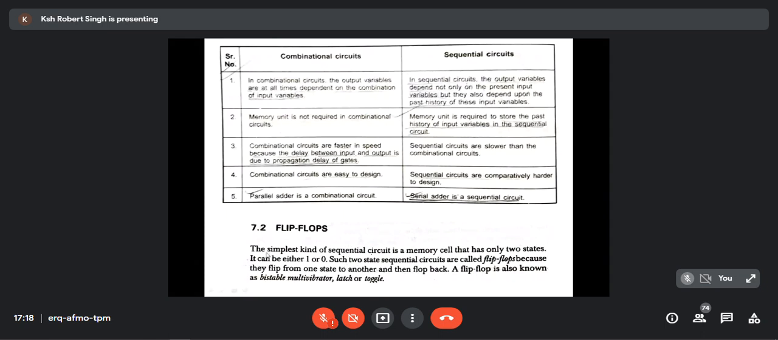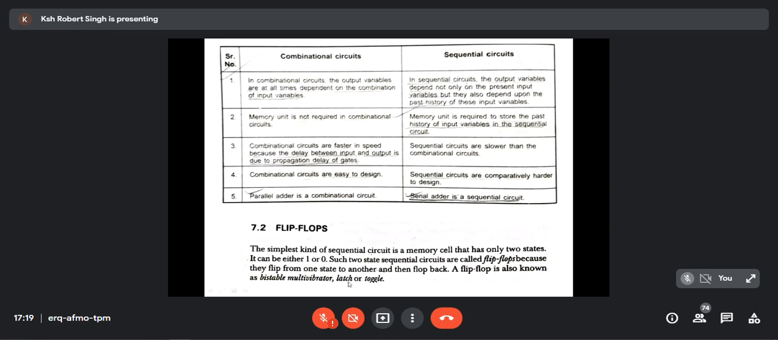The simplest kind of sequential circuit is a memory cell that has only 2 states. Why does it have 2 states? Because it can either store 0 or store 1. That's why it is called bistable. So these are flip-flops. Flip-flops can also be called a bistable multivibrator. EC people might know what a bistable multivibrator is; we'll come to know. It can also be called a latch or a toggle. So there are different names.